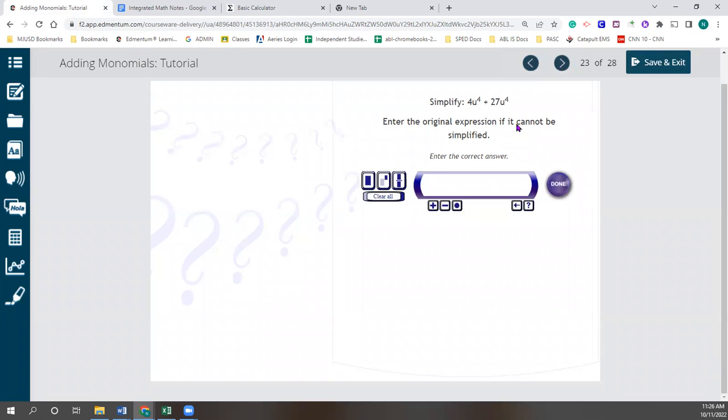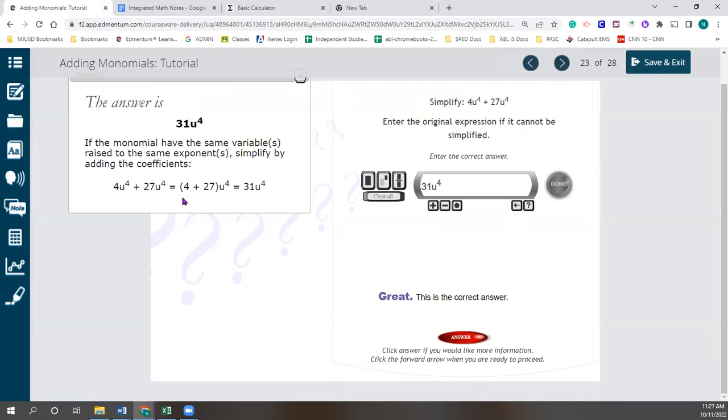Enter the original expression if it cannot be simplified. U to the 4th power, u to the 4th power. Okay, that can be done. 4 plus 27 is 31. U, and then exponent 4, done. Again, answer, check it out. 4 plus 27 u, 4 is 31 u4.